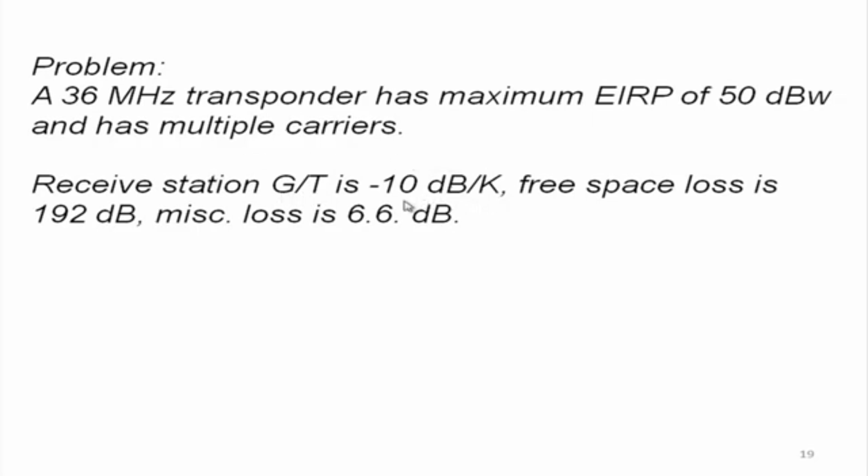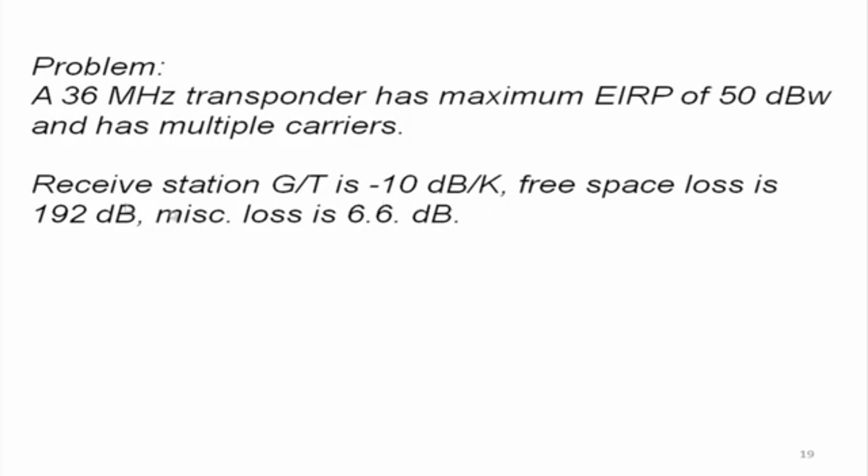Just don't take this number as it is and don't do the calculation, think a little. G by T is negative, so gain is very low. Normally these type of negative G by T stations are very small stations. Most probably it is a portable station or satellite phone type of thing. Always look at the number and try to interpret why this number is appearing.